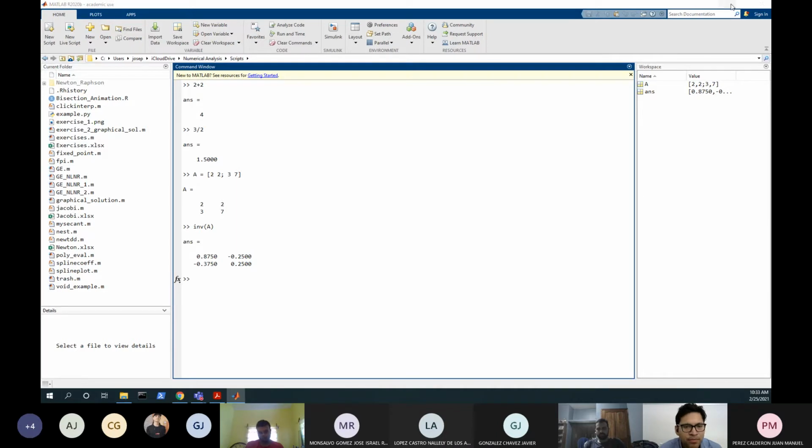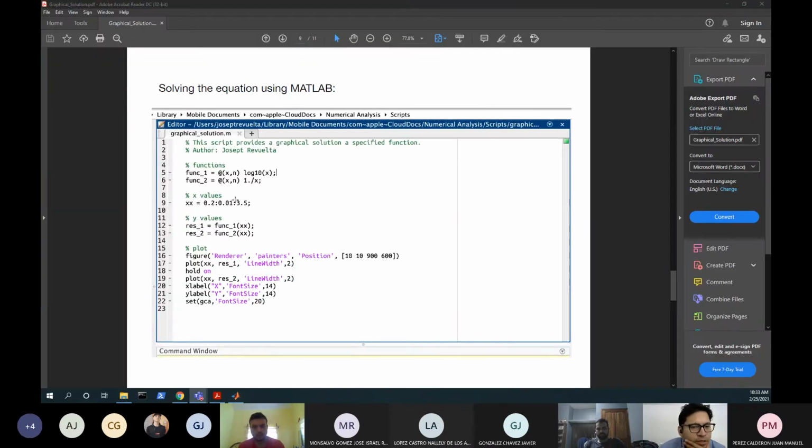So in general, if we go back to the presentation, we have to make 2 functions to do this process. The first is function 1. Well, actually, I documented, remember that I like documentation. This script provides a graphical solution of a specific function. I have a mistake here, so it doesn't matter. Author, it's me, right? And functions, in this case, my functions are function 1. This is only a name, remember. It could be X, it could be whatever you want.